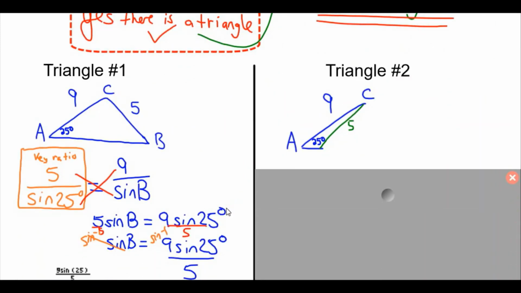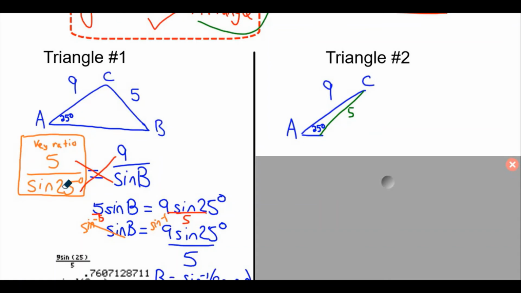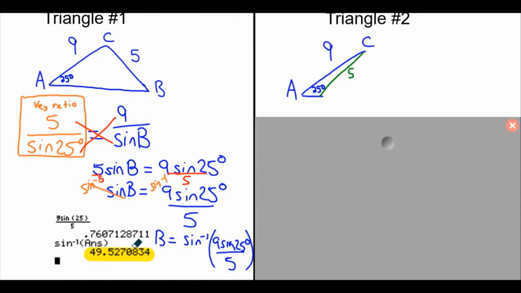So what do I do? Well, I don't just use the same key ratio to find B. I will use it later, but I don't use it to find angle B, because if I use it to find angle B, I'm going to get the same result. What I do is I have to understand that this triangle here is key to understanding how to find the new little triangle that I've drawn now over here. So how do I do it?